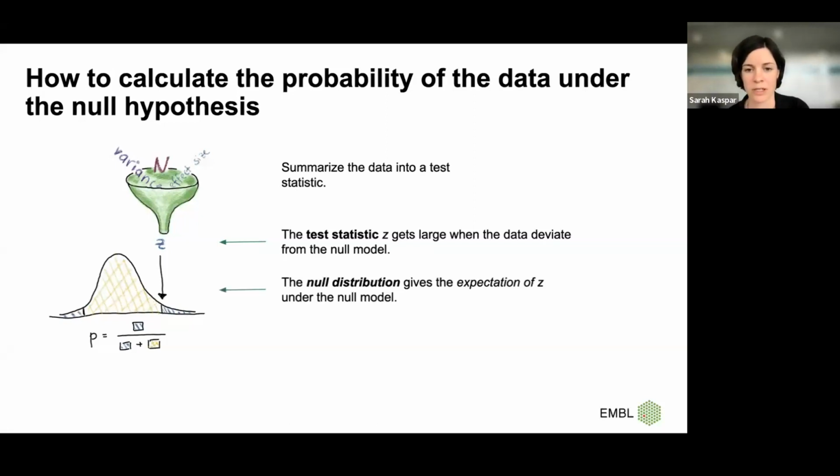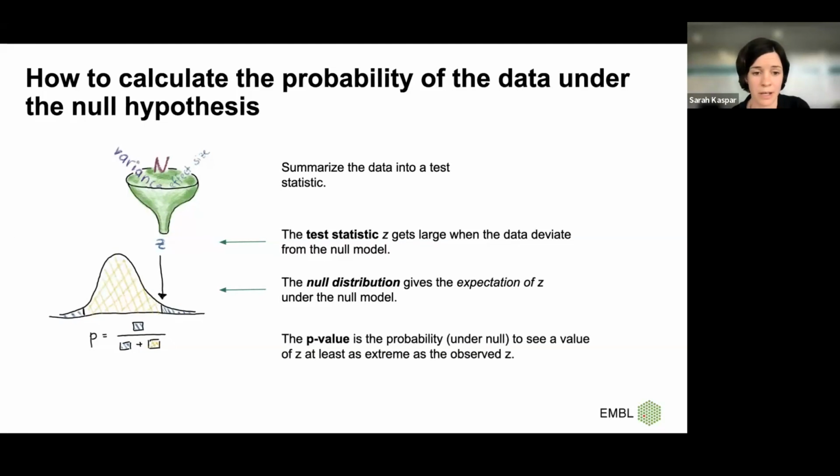And what we also have is a null distribution, which gives the expectation of our summary of the data under the null model. So we can either get this null distribution from mathematicians, or we could also get it by simulating data and calculating Z under the null model again and again.